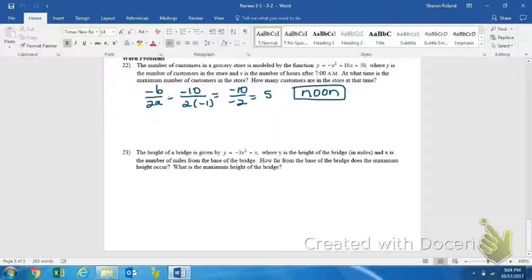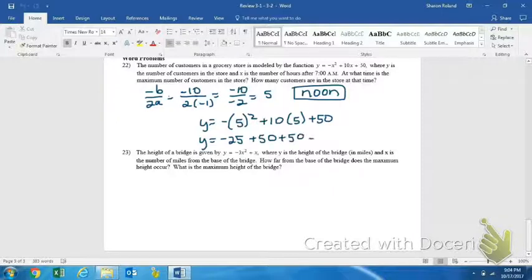Then they ask how many customers are in the store at that time. So we're going to have to plug 5 back in, and that's negative 5 squared plus 10 times 5 plus 50. And so y equals negative 25 plus 50 plus 50 equals 75. So there are 75 people in the store at noon.